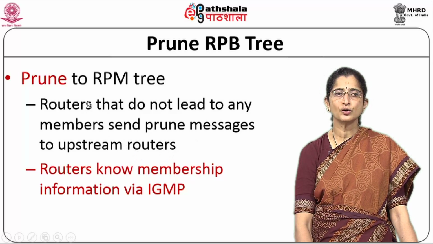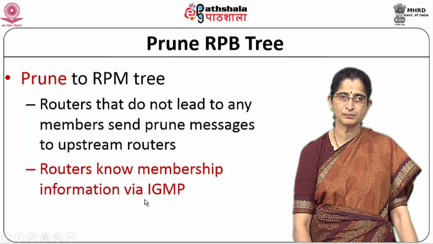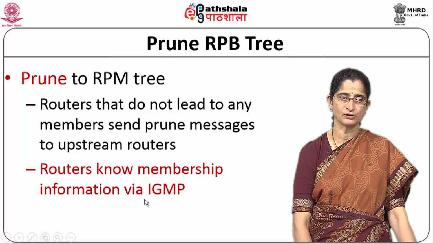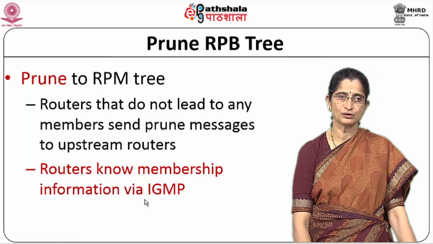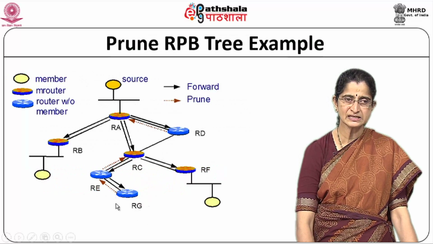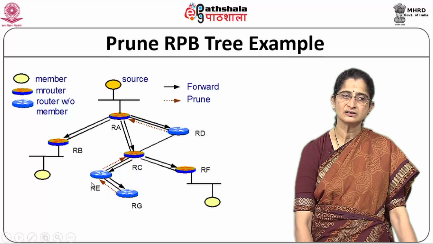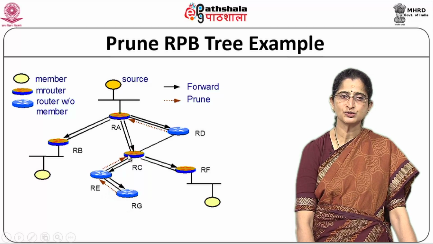And how does a router know whether it has any members or not? It knows because it has run the IGMP protocol. So, it will know whether there are members of that particular group. If there are no members of that group for which it has received packets, it will send the prune message. In this example, RG sends a prune message here, and RE in turn will send a prune message to RC.